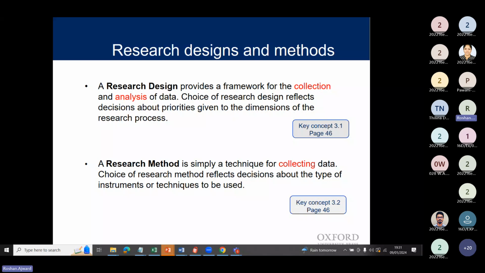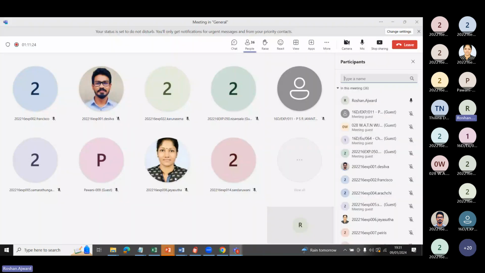Now tell me, out of these 2, what is broad? Research designs or research methods? What is broad? Research design. Good. Excellent. One student told it's research design. We'll ask another student. Francisco, did you put the same? I agree with that person. Yes, sir. Very good. Excellent.